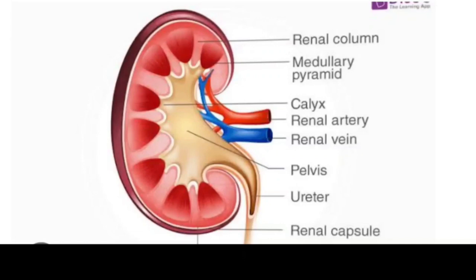So this is the three parts anatomy of your kidney. The three parts, it is made up of three regions. One is your outer, called cortex, inner medulla, and then is your renal pelvis.